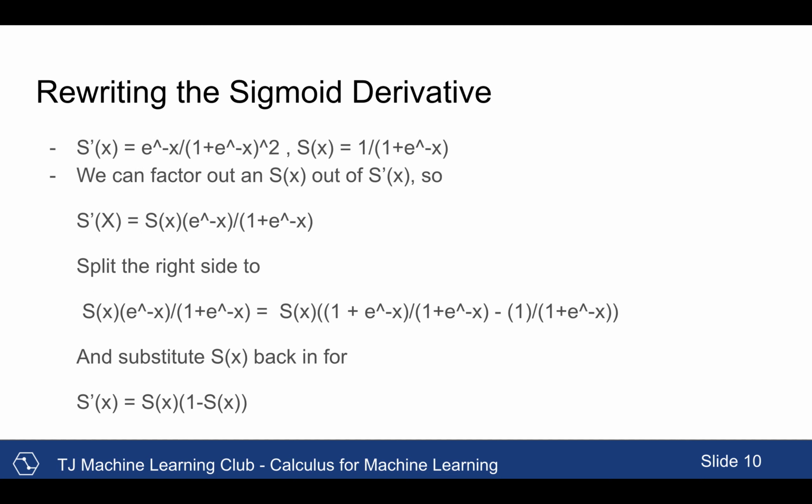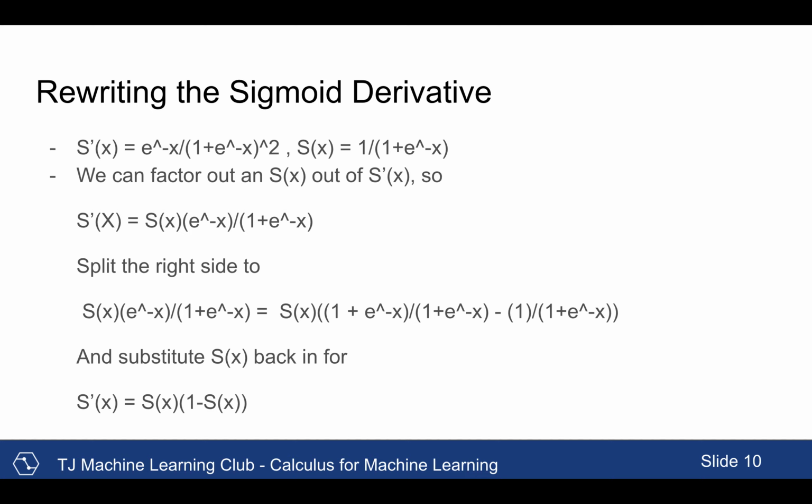Okay, so now that we have the sigmoid derivative, let's see if we can write it in terms of s of x. So automatically looking at the derivative of the sigmoid function, we can factor out s of x out of s prime of x, because the denominator of s prime of x is just that of the denominator of s of x squared. So that gives us s prime of x equals s of x times e to the negative x over 1 plus e to the negative x.